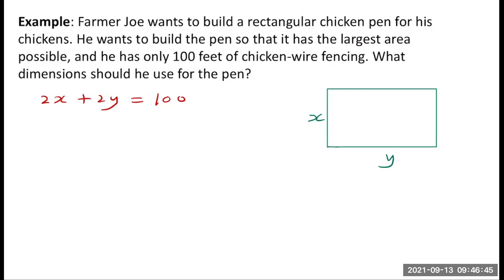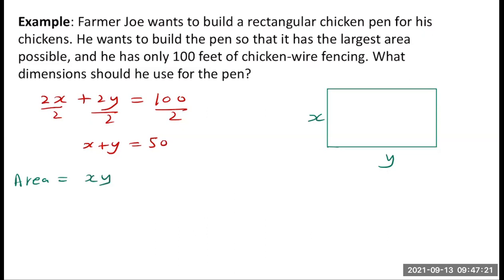All right, now what do you want to maximize? First of all, I'll do some simplification here. I'll divide the entire equation by 2. Then you get x plus y is equal to 50. Okay. Now, what is my goal? I want to maximize the area of this rectangular region, right? First of all, let me write an equation for my area. My area, the area of this rectangular chicken pen, is x times y.